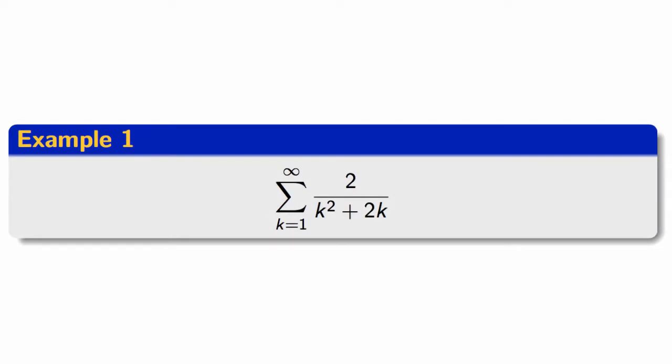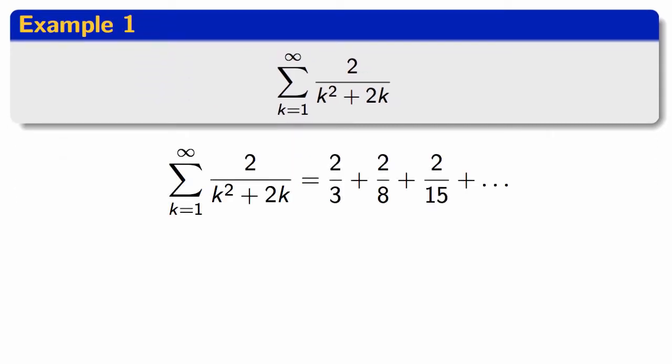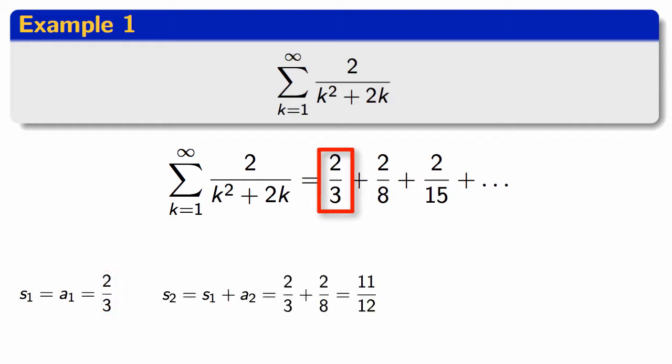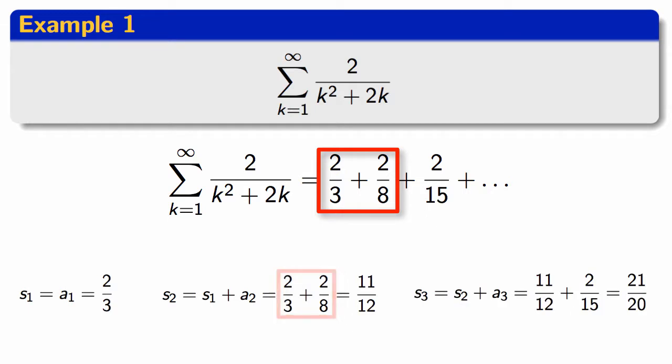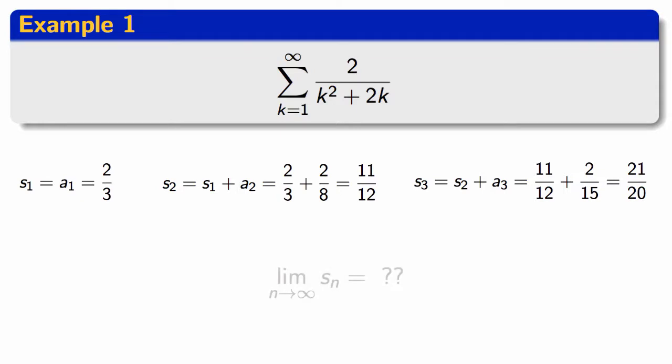Here we have the series with the kth term equal to 2 divided by the quantity k squared plus 2k. Here are the first few terms of the series, which we can use to calculate the first few partial sums. The first partial sum is always just the first term of the series. The second partial sum is the first and second term added together. The third partial sum is the first three added together, and so on. We want to take the limit of these partial sums, and this will tell us the behavior of our series.